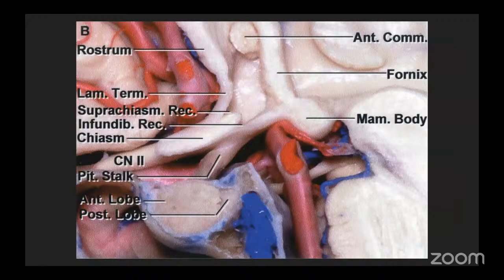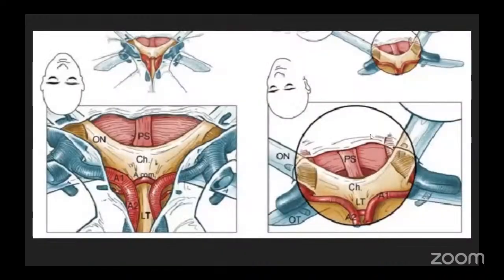Inferiormost portion would have the lamina terminalis. In between, you can see the optic chiasm and cranial nerve 2, and then we will be able to see the pituitary stalk. Now you'll see what I'm saying. At the bottom of this picture, we have the lamina terminalis right in between the A2 segments of ACA. We can see the ACOM. We have the optic chiasm, and this is the pituitary stalk. Are we all clear till this? Yes, ma'am. Okay, let's move on to the next image.